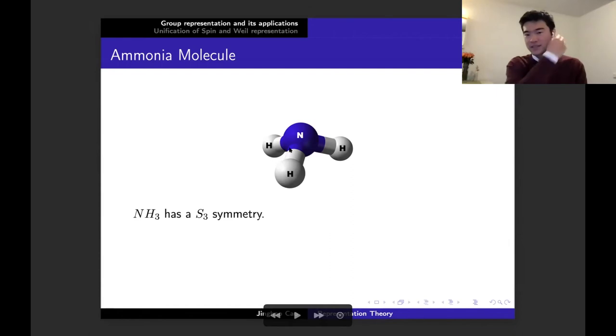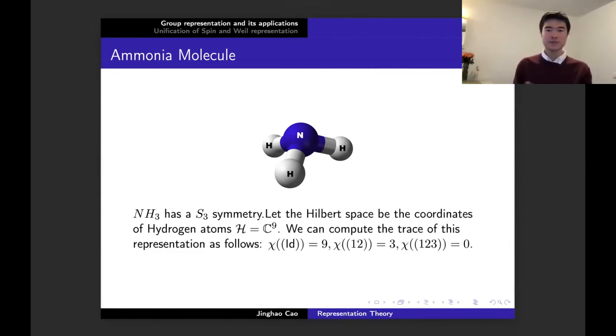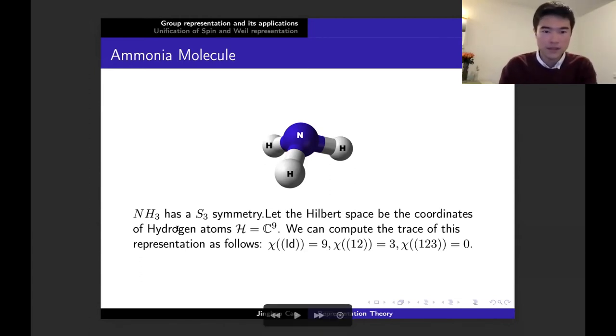That's clear. So we can just say, okay, let our Hilbert space be the coordinates of the hydrogen atoms, fancy H. And the coordinates of each hydrogen atom are given by three numbers, X, Y, Z, right? So the whole Hilbert space has 9 dimensions. So we can just say it's C to the power of 9. And the representation of S3 into the space C to the power of 9, we actually know how it looks, because it just permutes the H.